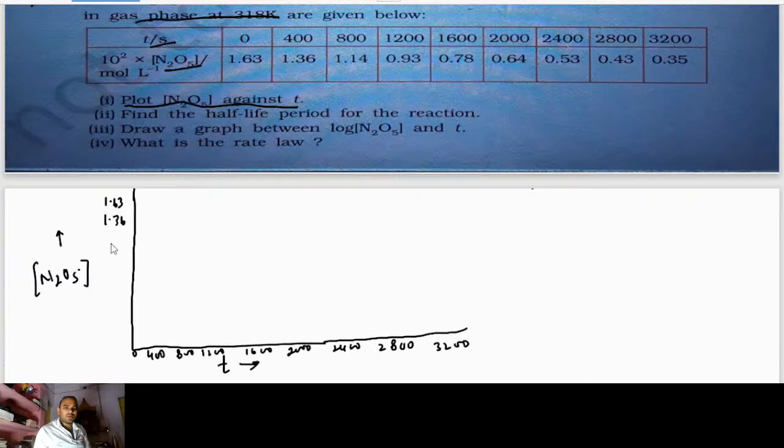So here you can put the value 1.63, then 1.36, then 1.14, then 0.93, then 0.78, then 0.64, then 0.53, then 0.43, then 0.35. This is there. So when the time is 0, this is 1.63. So here this will come, student. So here is 0 comma.